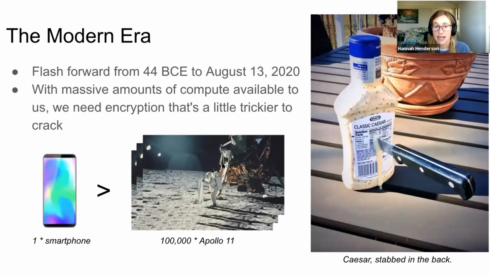One smartphone today has about 100,000 times the processing power of the Apollo 11 spacecraft, which is the one that took man to the moon. So compute power is much cheaper today and much more readily available than it ever was in the past.